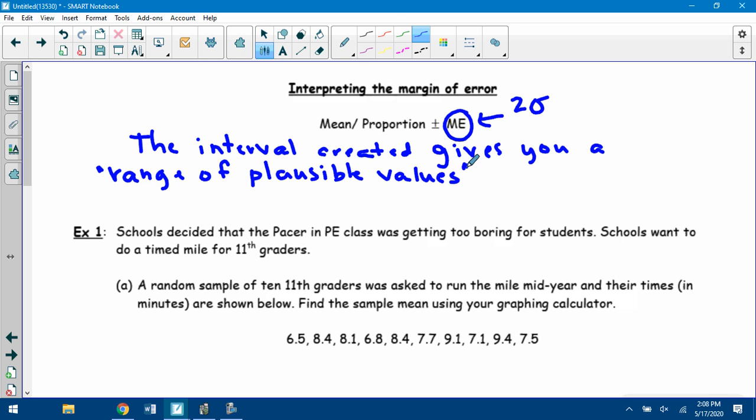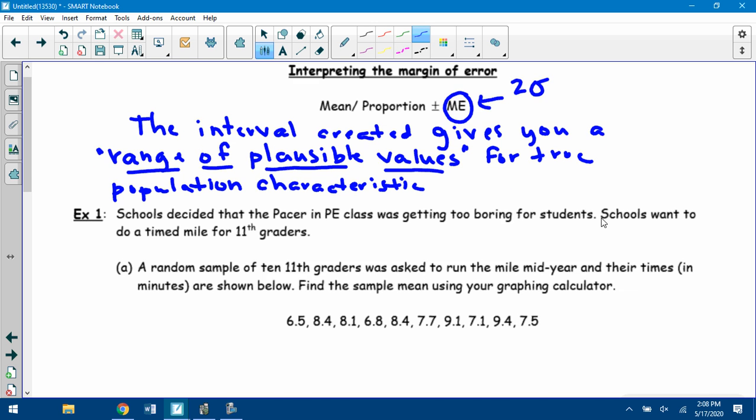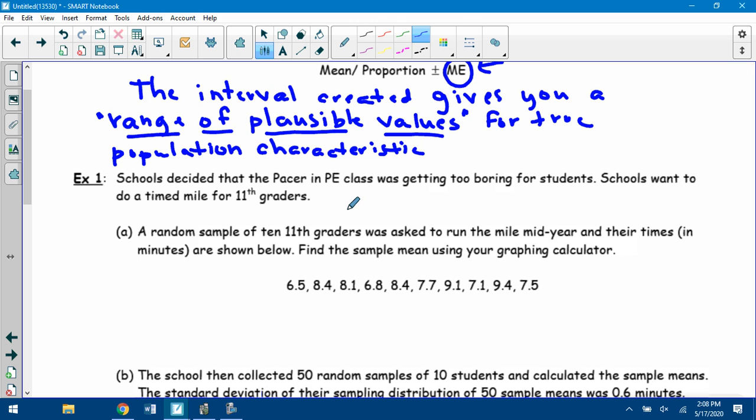For the true population characteristic. Range of plausible values is another phrase you're going to keep seeing a lot. All right, let's see some examples.